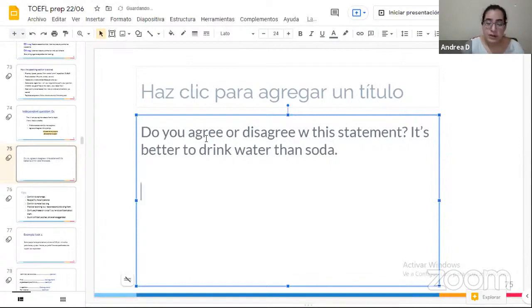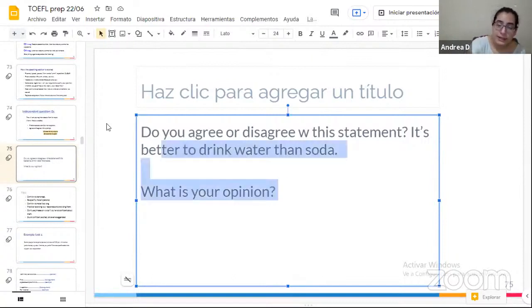There are some questions that are a bit more open. They're not so closed, like, do you agree or disagree? So sometimes you have something like, what is your opinion? What is your opinion about this? Drinking water is better than drinking soda. What do you think?